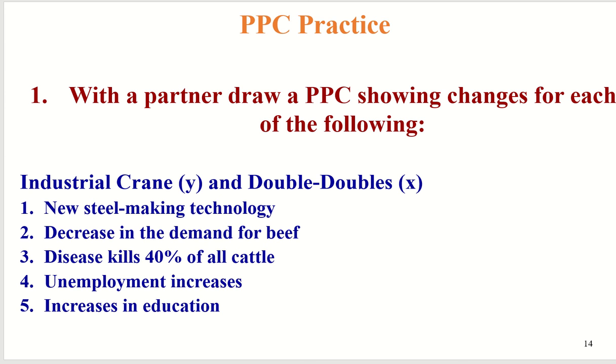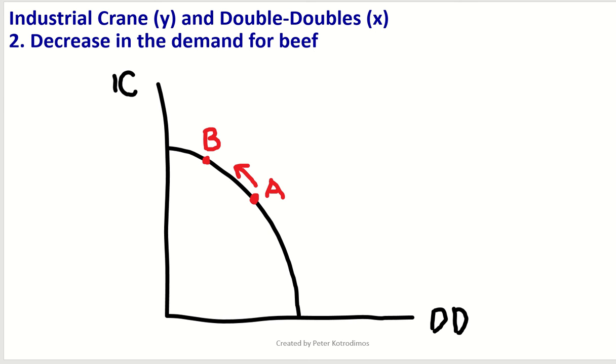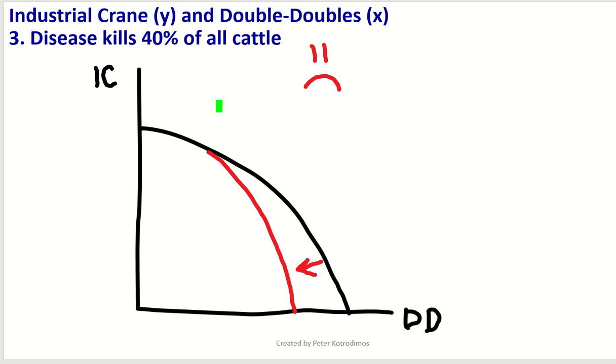Okay, question 2 should look like this, right? A decrease in demand. Just because people don't want it doesn't mean that we can't produce it. We still have the ability. We're just not going to produce this many double doubles. We're going to produce fewer double doubles and produce more cranes. Okay, disease kills 40% of all cattle. Well, they're gone. That cattle's dead. We cannot produce it anymore. So that's going to be a shift inward.